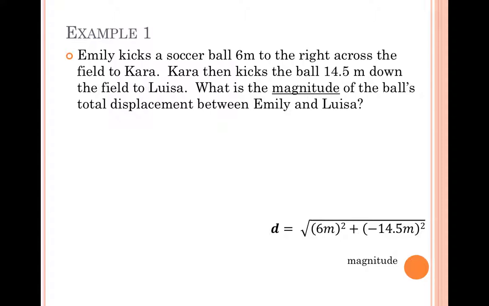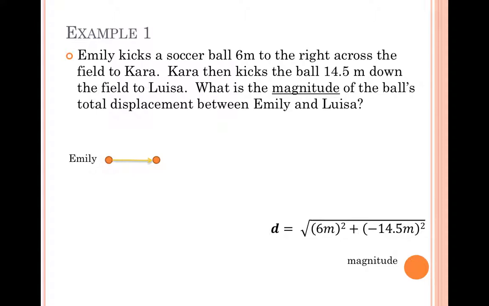So let's try this idea right here. If Emily kicks her soccer ball 6 meters to the right across the field, so 6 meters straight to the right, and then Kara kicks it 14 meters straight ahead, then what's the total displacement? It's going to be a triangle. We just put it into c squared equals a squared plus b squared, and solve for c to get the distance, and that's all this is. This is the square root of a squared plus b squared, and that gives us distance. So that's the magnitude.